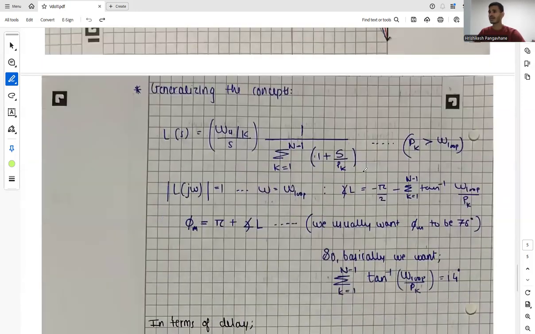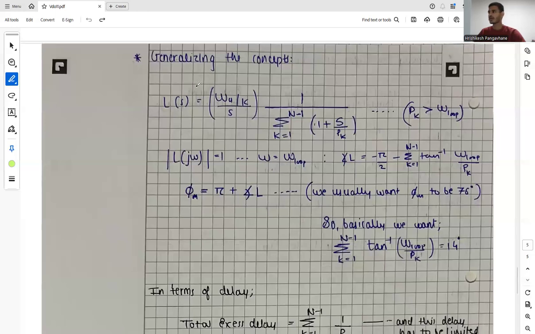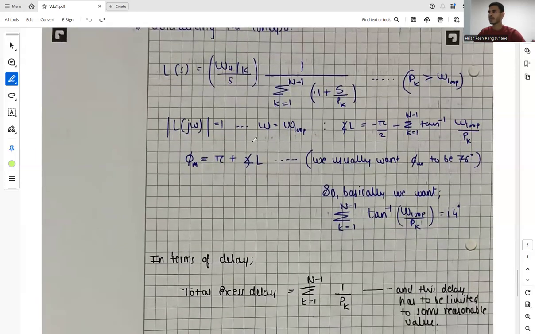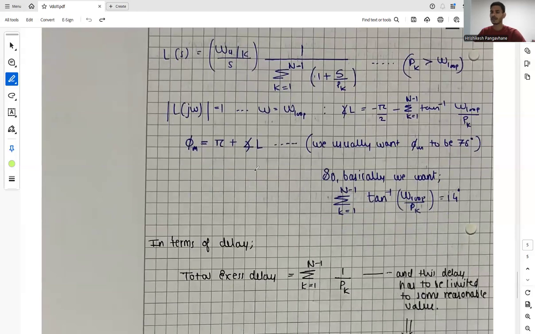So let's generalize the concepts. For higher order systems of order n, we have L(s) equals the unity gain bandwidth divided by s, times 1 over the product for k equals 1 to n minus 1 of 1 plus s by p_k, and this is for our nth order system, where the magnitude will be 1 at omega equals the unity gain bandwidth omega loop, and the phase of our loop gain will be minus pi by 2, which is introduced by our integrator, minus the summation for k equals 1 to n minus 1 of tan inverse of omega loop over p_k, and this is for the nth order system, where phase margin is nothing but pi plus the phase of loop gain.